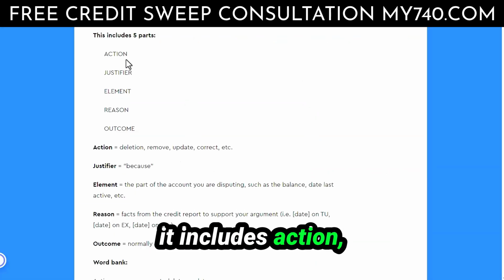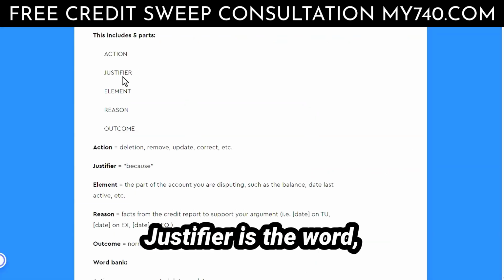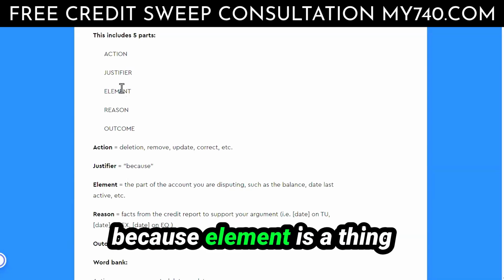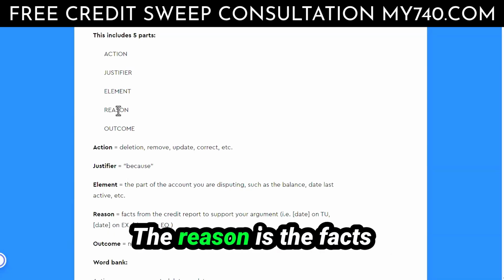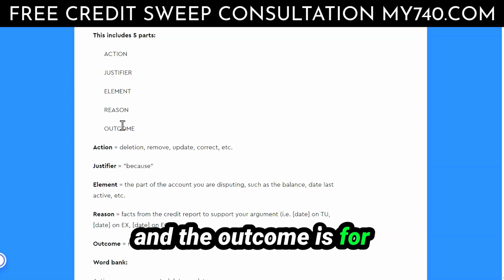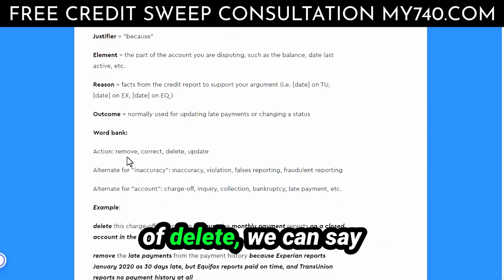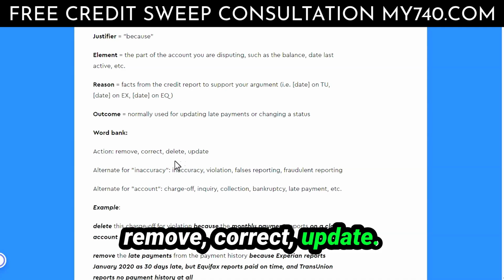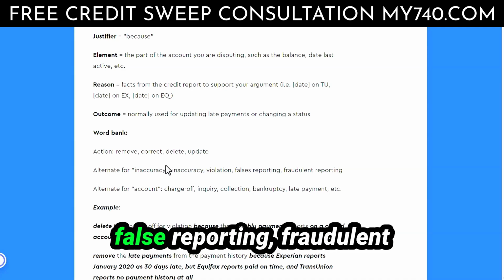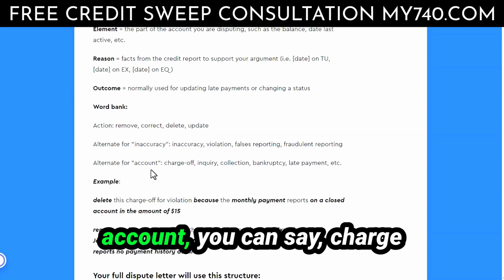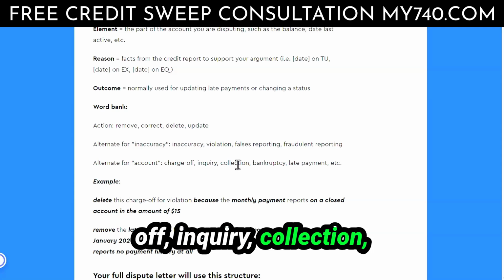It includes action, delete or correct. Justifier is the word because. Element is the thing that you're disputing. The reason is the facts, and the outcome is for removing late payments. I have the definitions in the word bank. Instead of delete, we can say remove, correct, update. Use inaccuracy, violation, false reporting, fraudulent reporting. Instead of account, you can say charge off, inquiry, collection, bankruptcy, late payment.